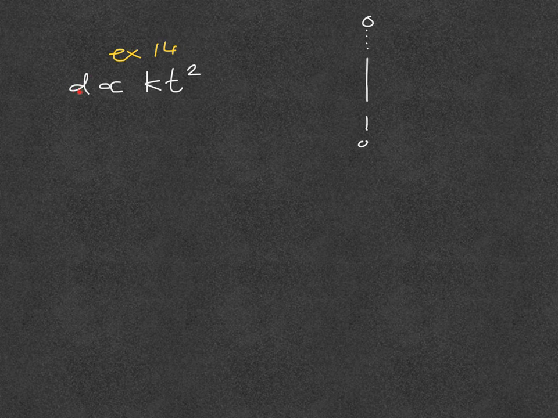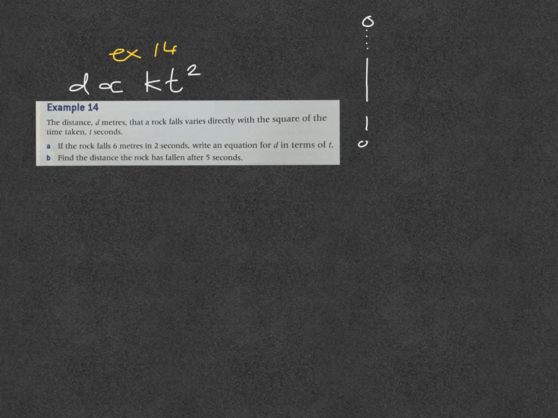So the d here is the distance, and we measure that in meters. And it's in direct variation with this variable t, the time. And time is squared, so we're told that the distance varies with the time. So the square of the time is multiplied with a constant k, and we don't know what that is yet. So let's start solving this problem.